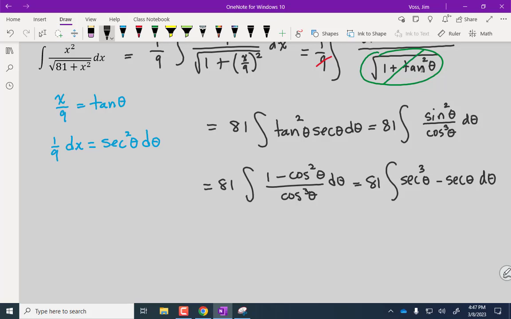Tangent is sine squared over cosine squared. Secant is 1 over cosine. Oh, okay. So we've got 1 over cosine and sine squared over cosine squared. Both sides. All right, how do you integrate secant cubed?